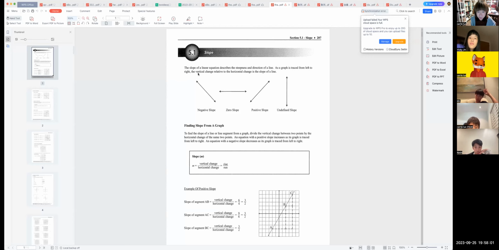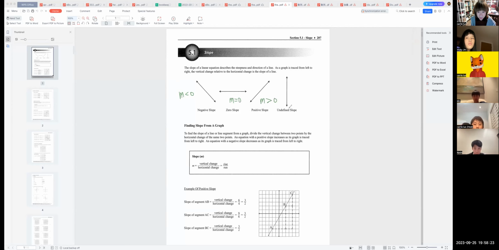So let's take a look at this one. Remember when I told you, if you take a line and it looks like that, that means m is smaller than 0, right? And when you have a 0 slope it is like that, so m equals 0, right? When you have a positive slope, m is bigger than 0. When you have an undefined slope, it's like that.